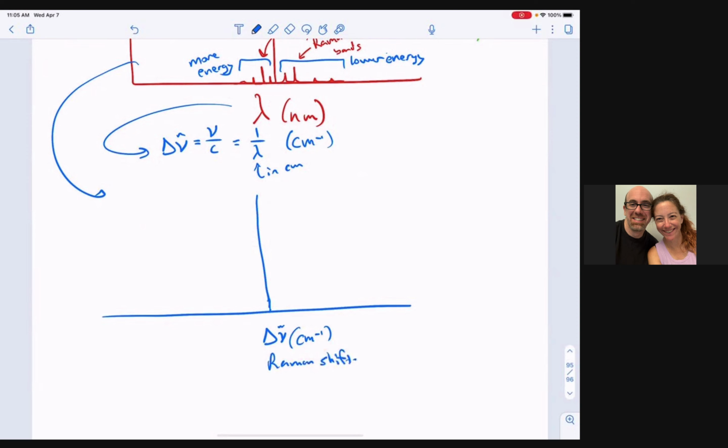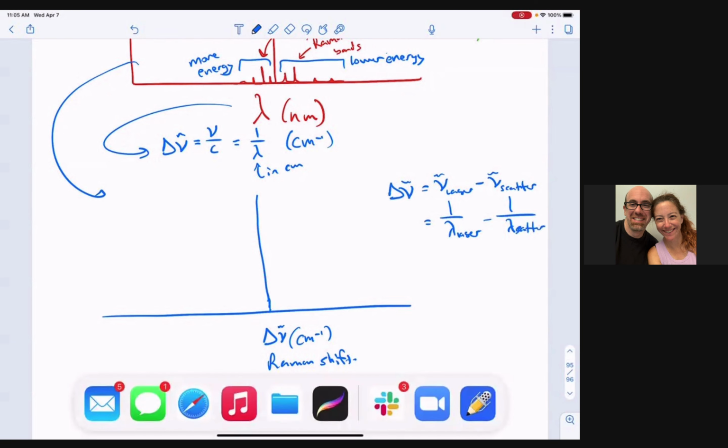It's the difference in energy between the laser and the scattered light. And again, if you want to do this in math, you can do 1 over the laser wavelength minus 1 over scatter wavelength. I'm not going to abbreviate it as scat, because you all know what that is.